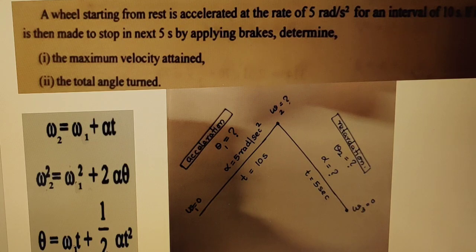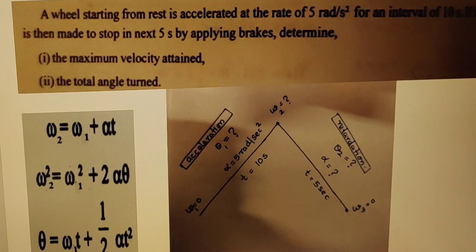A wheel starting from rest is accelerated at the rate of 5 radian per second squared for an interval of 10 seconds. If it is made to stop in the next 5 seconds by applying brake, determine the maximum velocity attained and the total angle turned. So we have these three equations of motion.